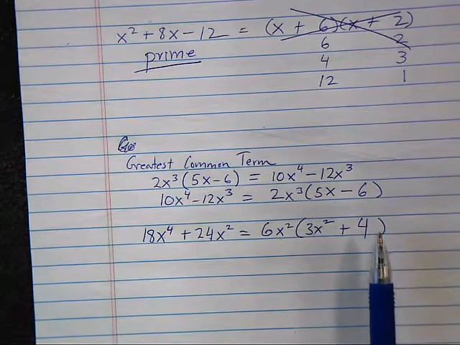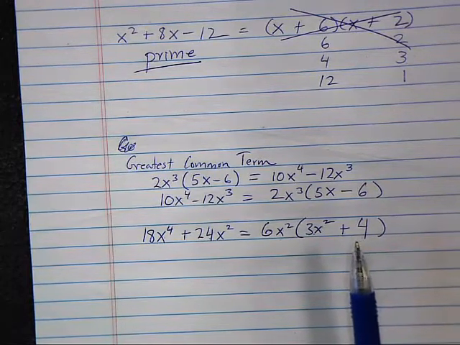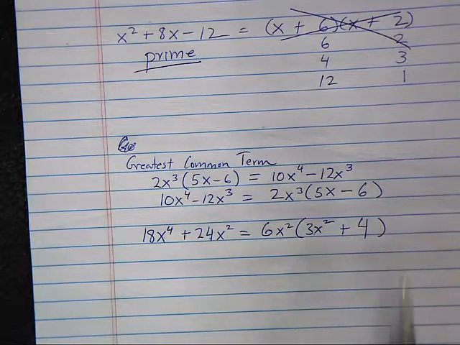So in a sense on these problems, I think the x's are easier. I think it's the numbers that are harder to deal with. Finding the greatest common factor of the numbers sometimes can be more of a pain in the neck than the x's. All right, let's try another one.